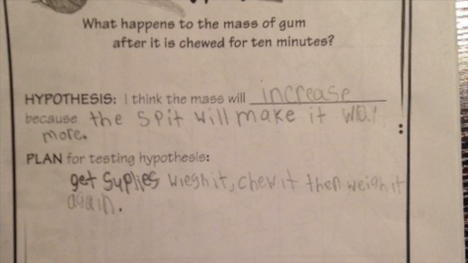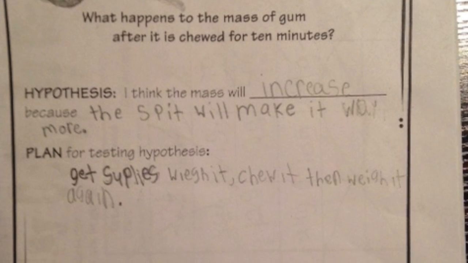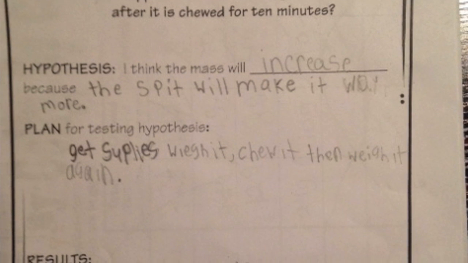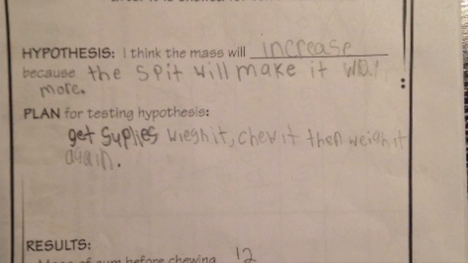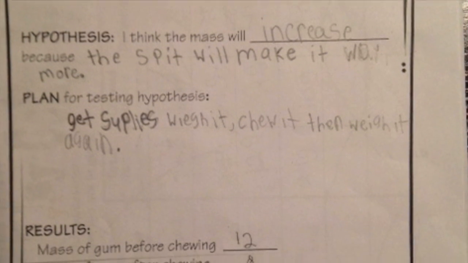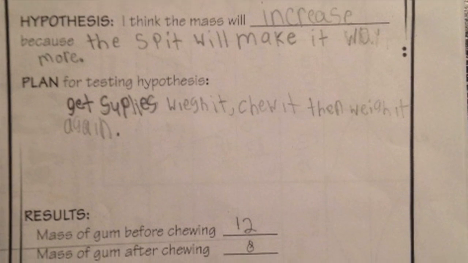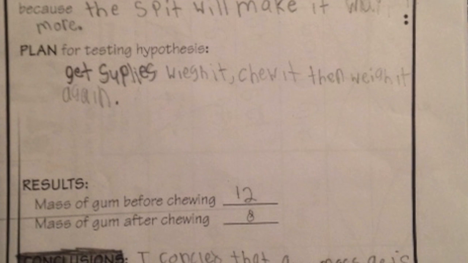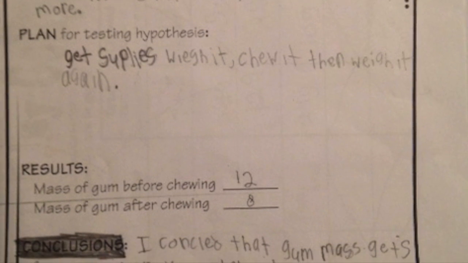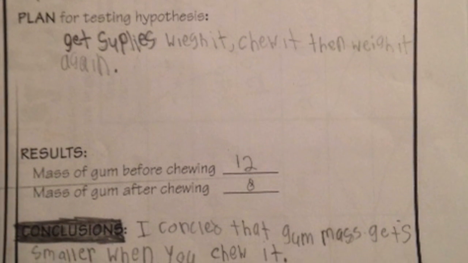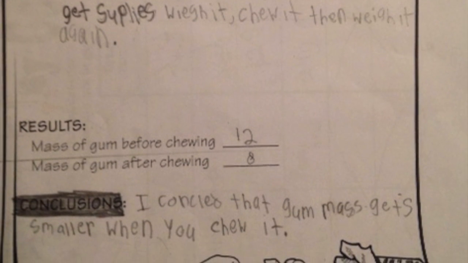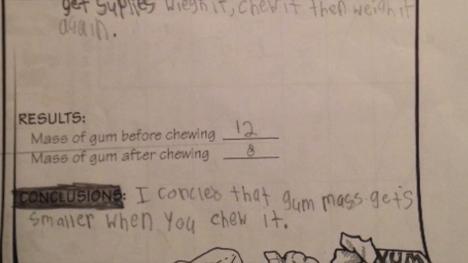By Golly By Gum: I started the lesson by asking the students the question, what happens to the mass of gum after it is chewed for 10 minutes? Students wrote their hypotheses at the top of the page in the form of a phrase, I think the mass will blank because blank. After the lesson was completed, I had them revise their original hypotheses and write the reasons for their answer. This served as a pre-assessment and post-assessment of student learning.